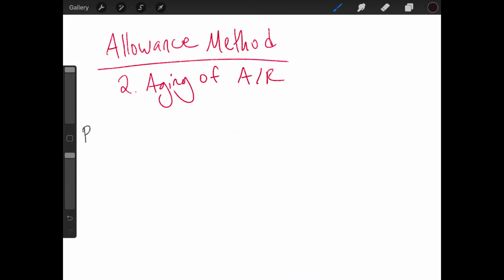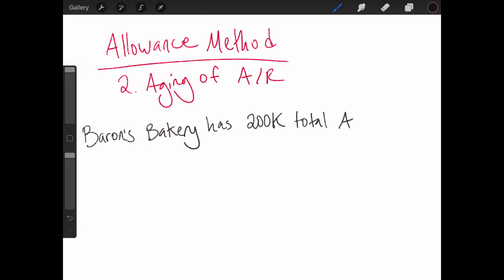Okay, great. So now we're going to look at an example of the aging of accounts receivable method instead. In this example, we're going to be looking at Barron's Bakery and the information given below about the ages of their accounts and their accounts receivable.